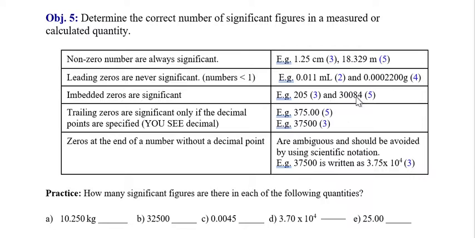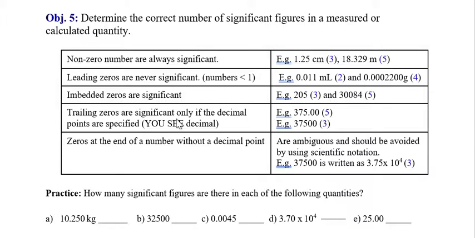Okay, so let's find an embedded 0 here. That 0 right there in our first example, that one's embedded. So that one is going to be significant. So if I look at this, I know that it's at least going to have 4 significant figures. Our only question about this number is whether that last one is significant. And let's deal with that now.